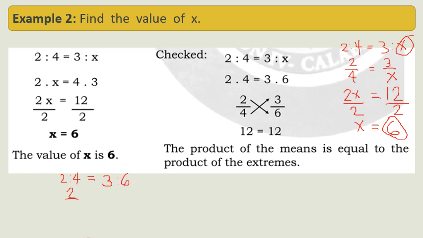So, gawin natin fraction form. So, 2 is to 4, 3 is to 6. So, cross-multiply natin. 2 times 6 ay 12. Then, 4 times 3 ay 12. So, equal po ba? So, yes. So, ibig sabihin, tama yung solve natin na 6 talaga yung x.